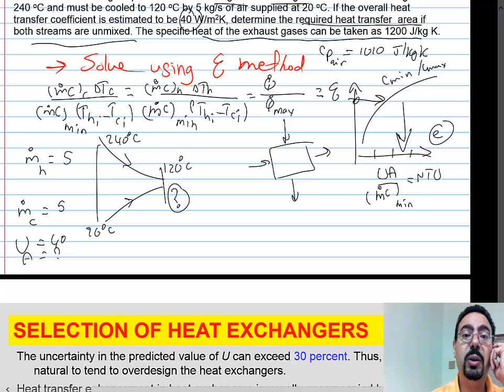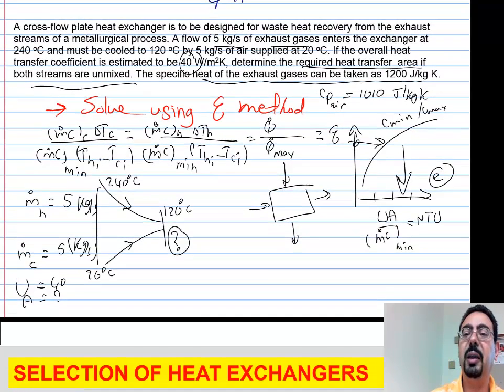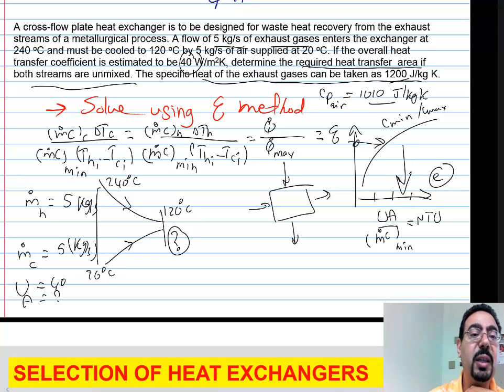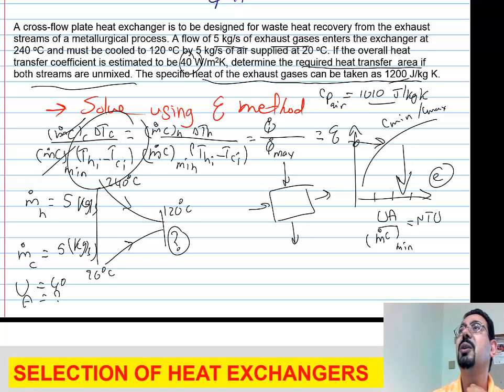Alright? So actually, since we know that both of them have 5 kilogram per second, what will really determine who has m dot C minimum is just the CP. Right? The smallest CP is the one with the m dot CP minimum, which is the air. The air has CP of 1010. This guy is 1200. So the cold side is the m dot CP minimum. So in this equation, I can just cancel this with this. So the effectiveness is delta T cold over T hot in minus T cold in.